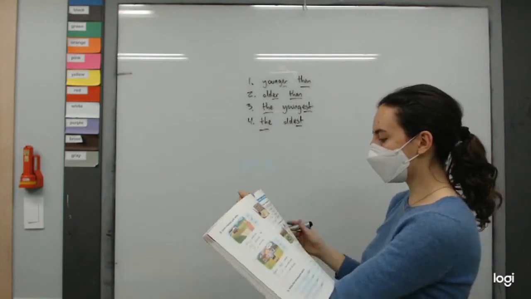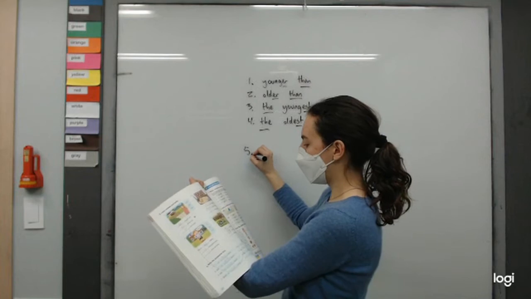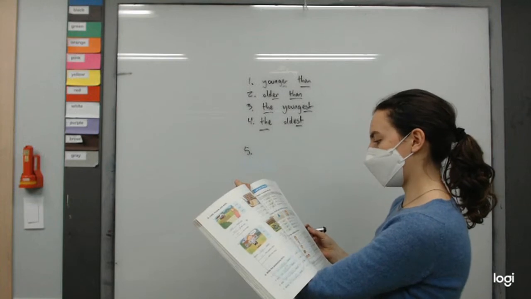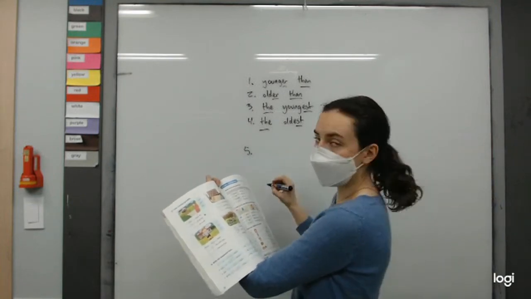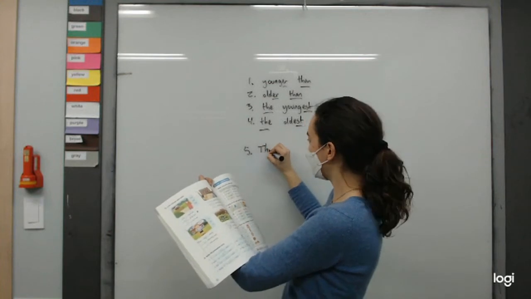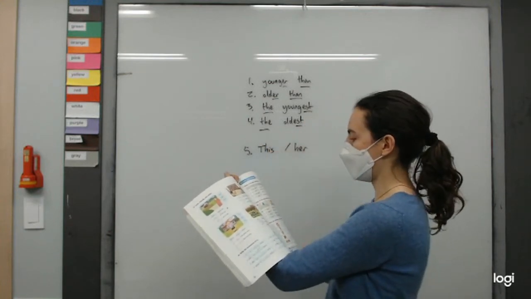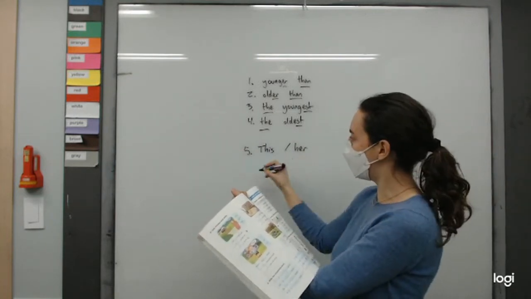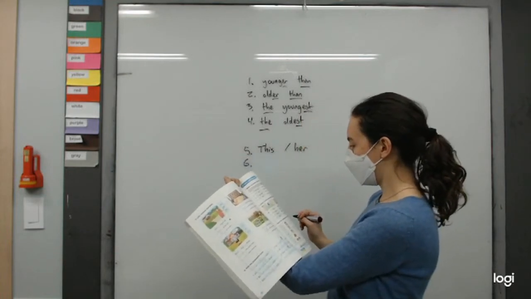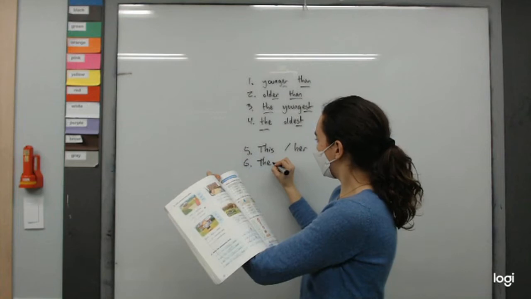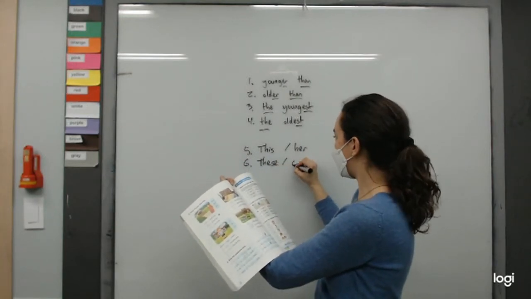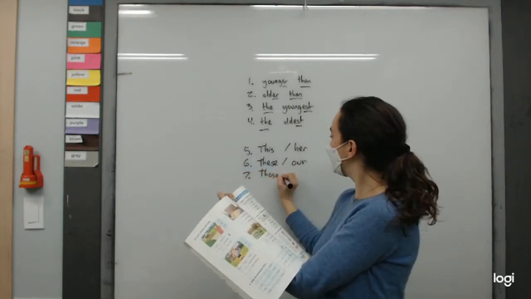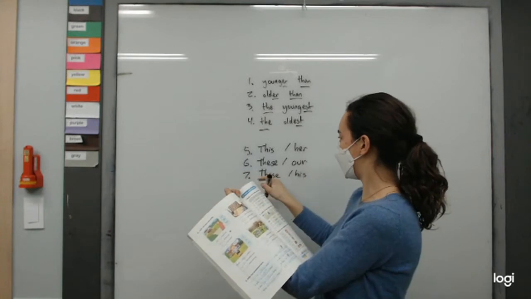Okay. Next part, let's practice with possessives. Number 5, Kate. This, close, mom is very close, so we say this is her mom, because Kate is a girl, so we say her. One person, girl, her. These, because close, are our crayons. Our is possessive from we. In 7, those, because far, are his glasses.